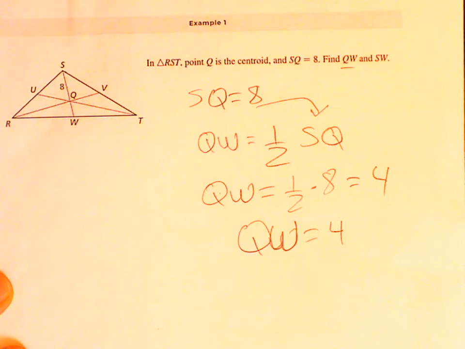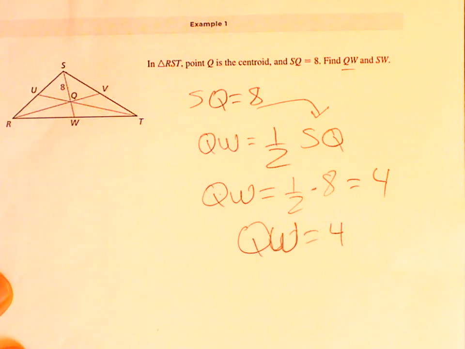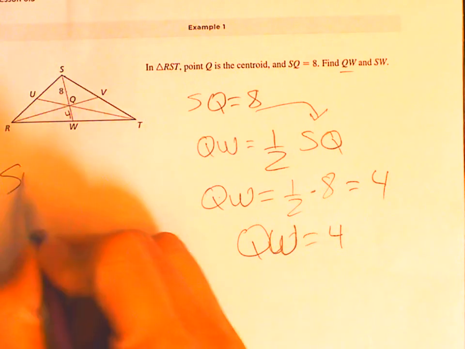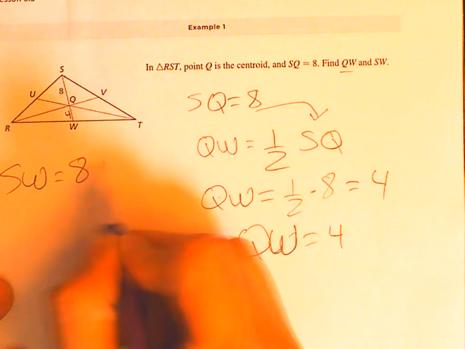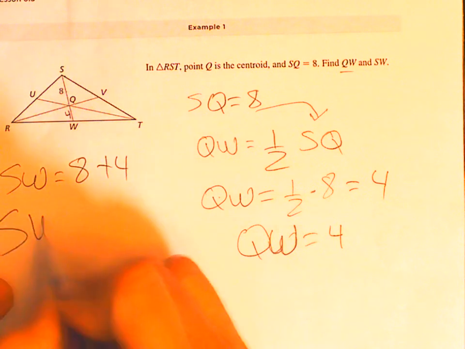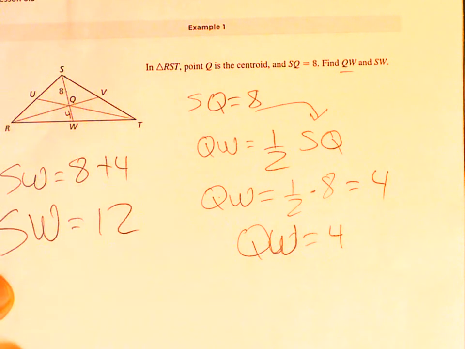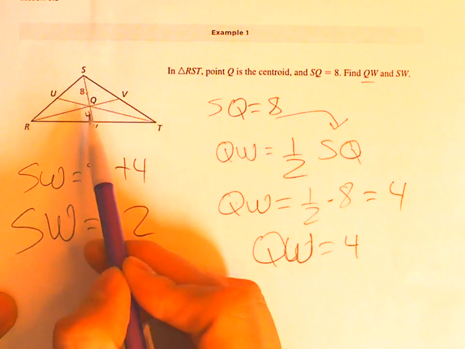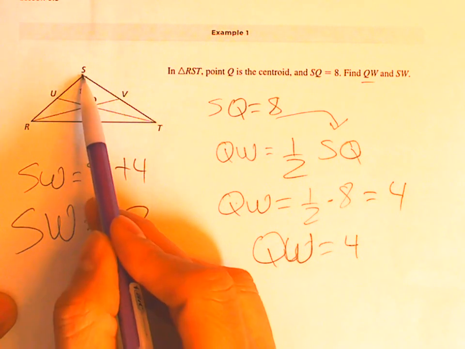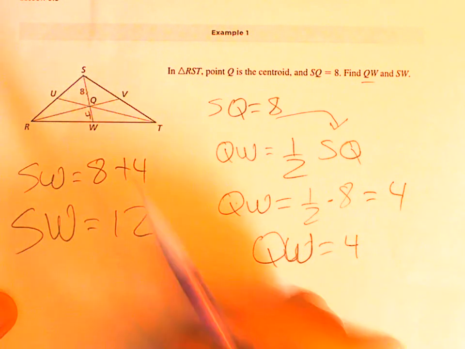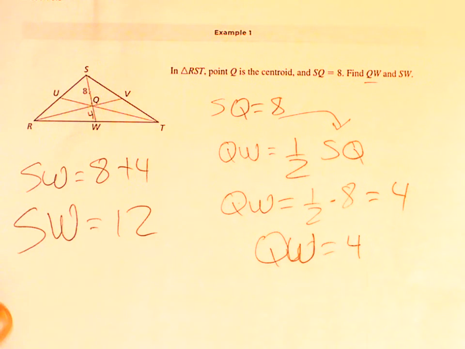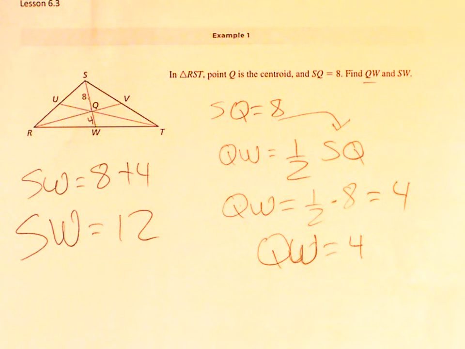Takes care of that. SW is the sum of SQ and QW. So if this right here is 4, then SW is going to be 8 plus 4. So SW is going to equal 12. That easy. If you know this one, then you know this one. And guys, the longest side is always going to be the one close to the vertex. The shortest side is going to be on the other side. And that's example number 1. Let's look at number 2.